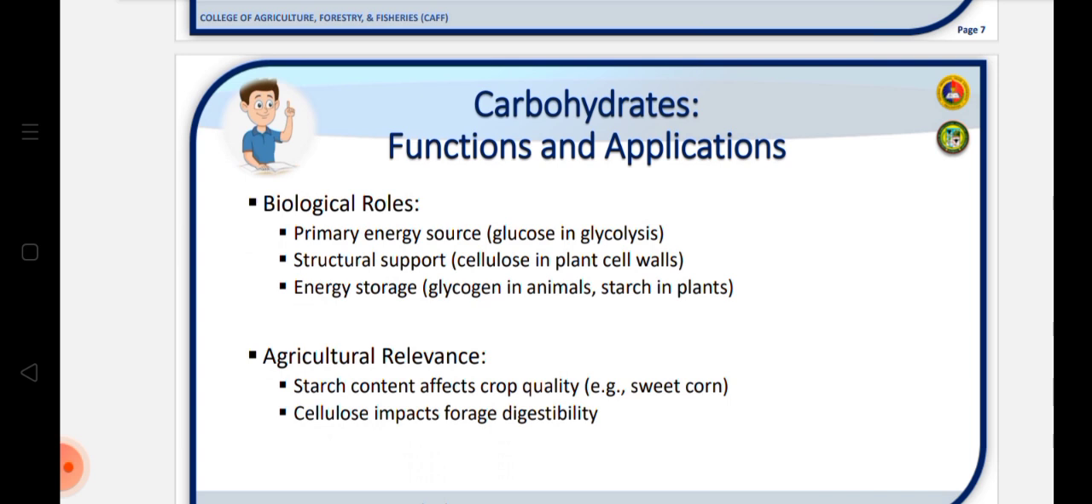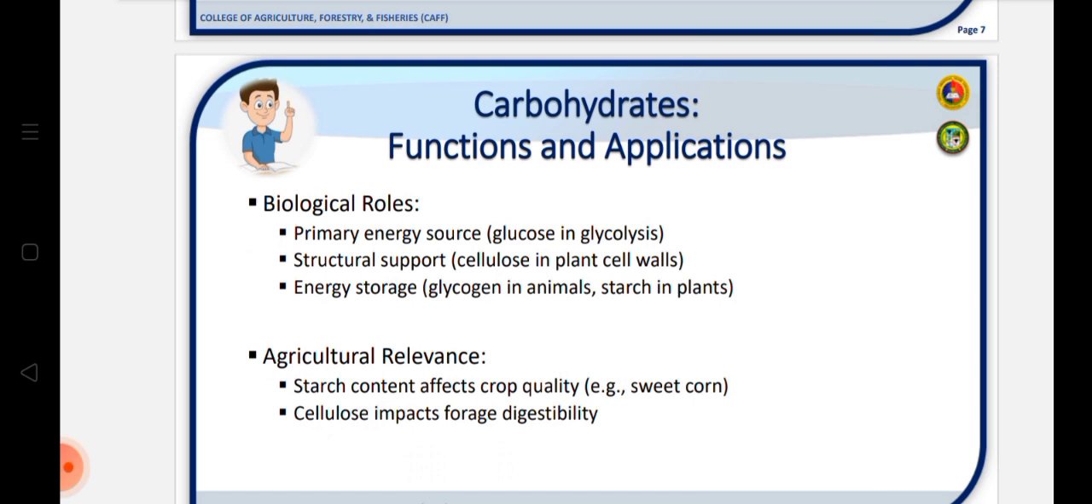The second one is structural support. For example, cellulose. Cellulose is a polysaccharide which reinforces plant cell walls, contributing to rigidity and protection. The third biological role of carbohydrates is energy storage. For example, glycogen stores energy in animals, while starch performs the same role in plants. So the stored energy in animals is called glycogen, and the stored energy in plants is called starch. These reserves are mobilized during periods of high energy demand or stress.